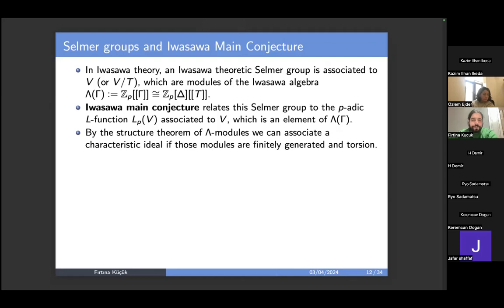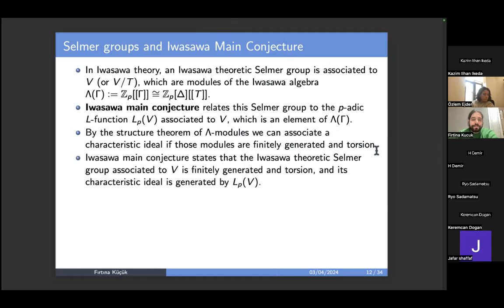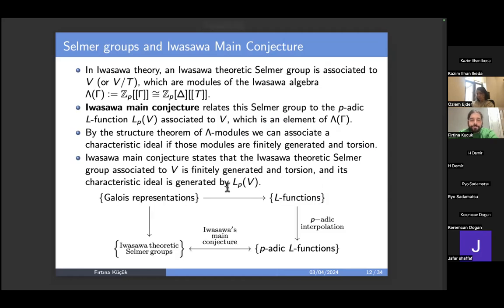By the structure theorem of Lambda-modules, we can associate a characteristic ideal if those modules, these Iwasawa theoretic Selmer groups, are finitely generated and torsion. Then we have a definition of characteristic ideal. And in this case, the conjecture states that these groups are finitely generated and torsion, and their characteristic ideals are generated by the p-adic L-functions.